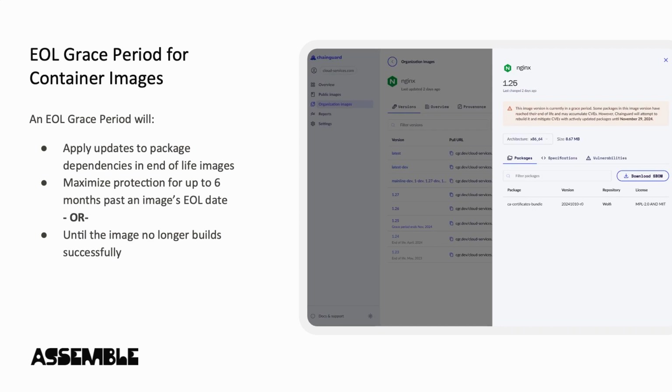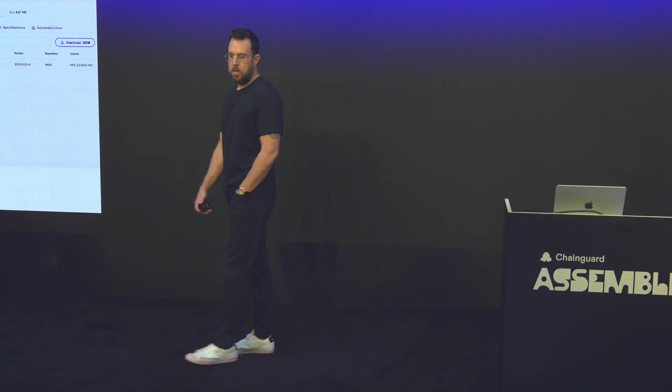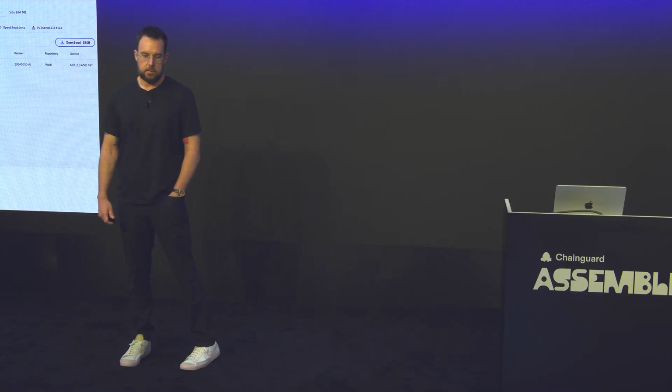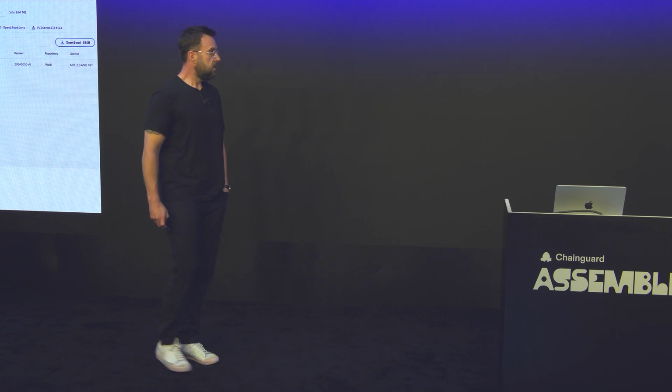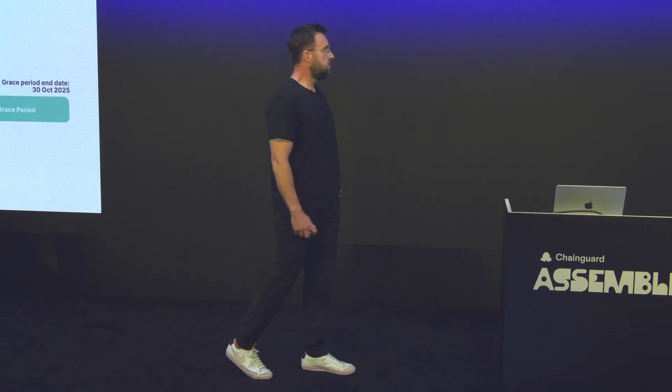When an image is labeled end-of-life, Chainguard will automatically detect and apply updates to the package dependencies, improving its security and reducing its CVEs in these end-of-life images. And Chainguard will continue to rebuild this image, applying the updates for up to 6 months or until the rebuild fails. To better understand the details, let's take a look at some timelines here.